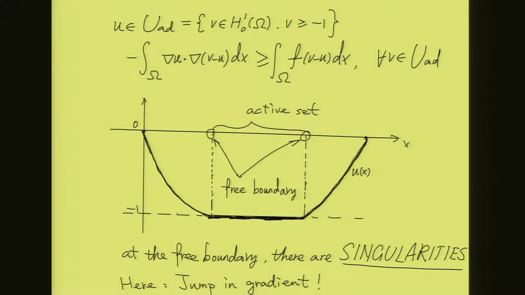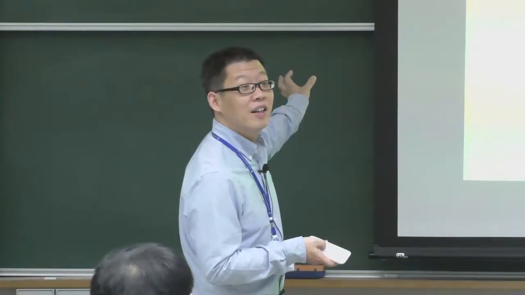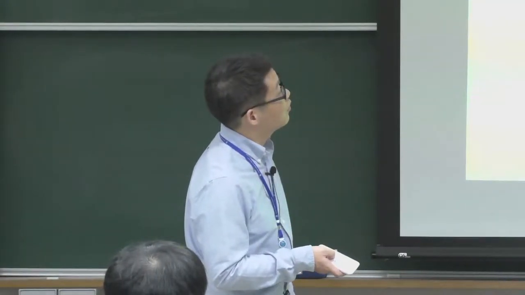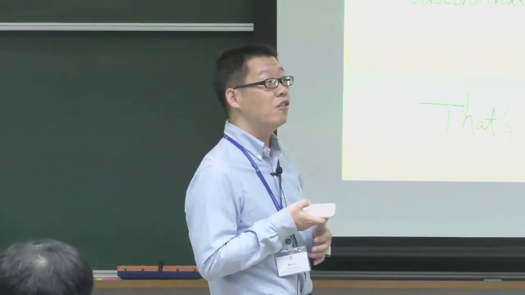So if we have such a variational inequality in the whole system, even if the data is smooth, we will always have singularities. Particularly for our optimal control problem, the variational inequality has a low gradient on the left-hand side bilinear form, so you will see that actually it's an L2 variational inequality. For the L2 variational inequality, there will be a so-called strong discontinuity, and we will have discontinuity in the value of U.